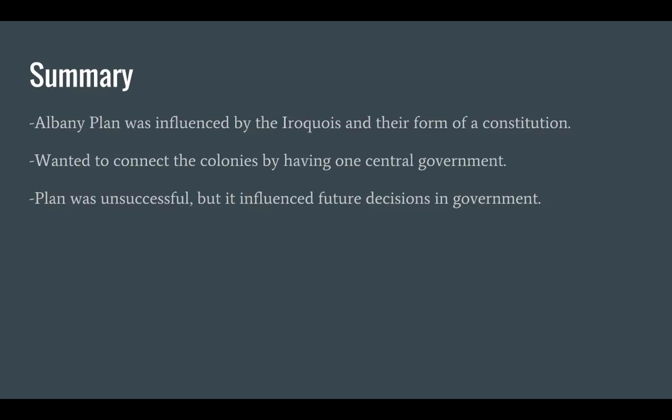The end result is not what they wanted, not what Benjamin Franklin and his group wanted, but it was successful that they were coming together and realizing that there was a problem.